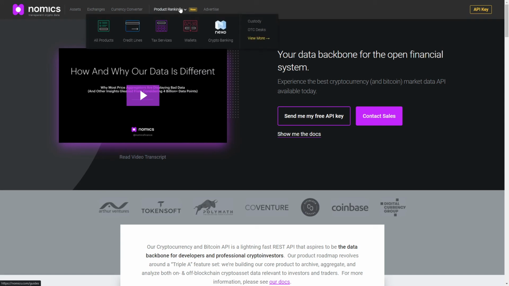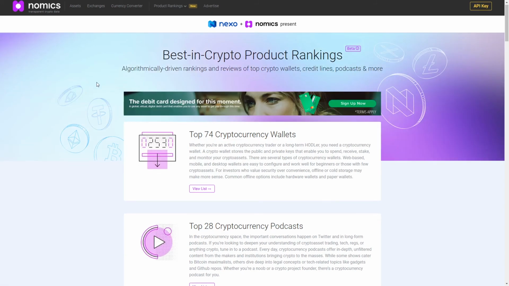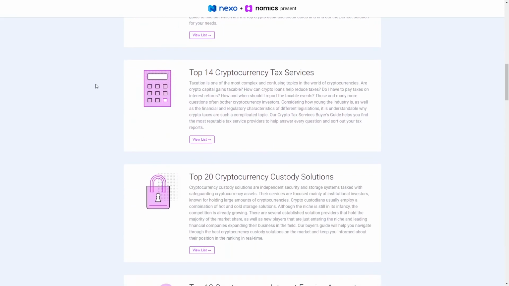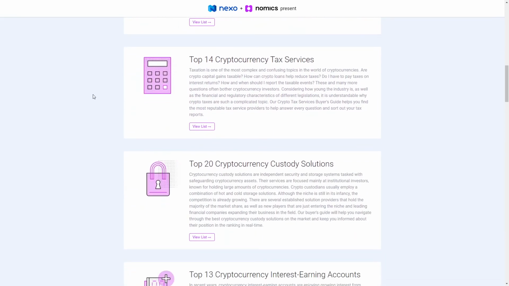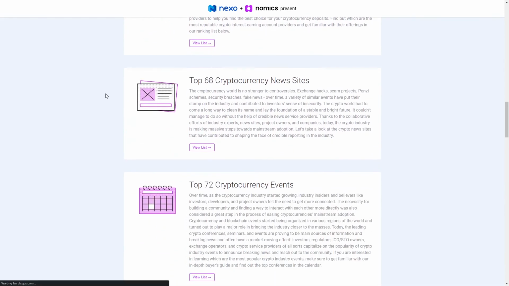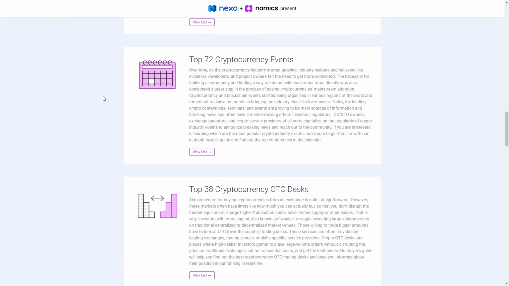For example, product rankings. You can see the way that they've ranked different products, whether it's tax services or wallets. They have a variety of different resources that they've provided to rank these different websites, companies, applications, so that there's more transparency into how the industry operates and how we can view this industry as it continues to grow.